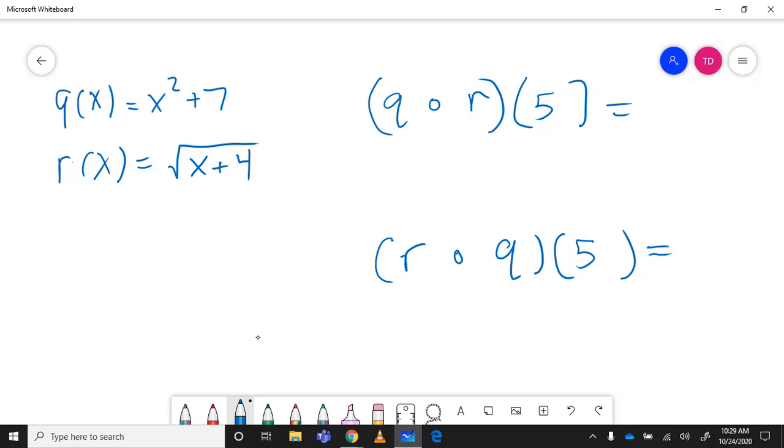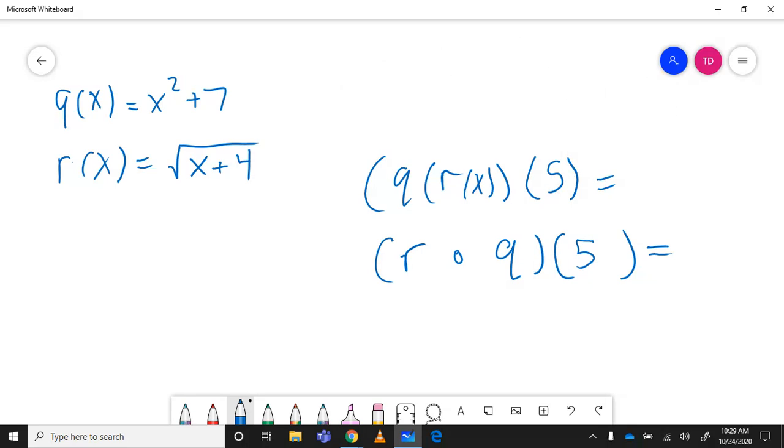Actually, let me do something else. That is going to be the same as this notation, which is notation that I tend to prefer. So I'm going to do that for q of r, and I am going to do this for r of q.